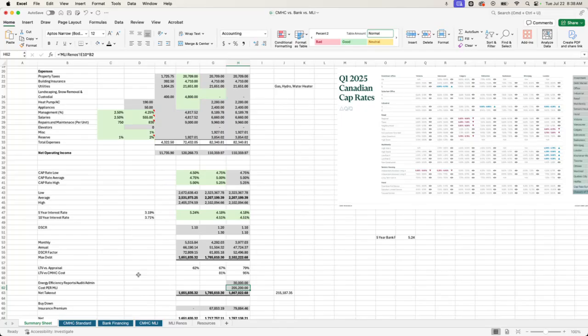So when we back all of that into it, we're seeing that what you're truly going to net after you go MLI is about $1,867.22.